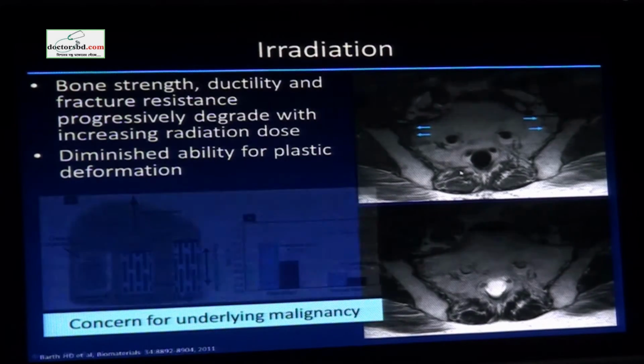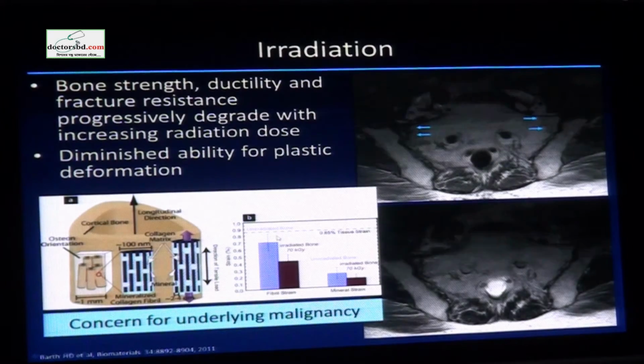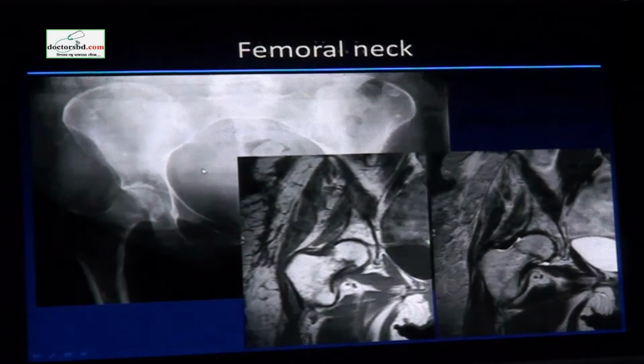Here's a patient who's had radiation developing fractures, and radiation is another important thing to keep in mind because it reduces not just bone density, but it reduces many other parameters in the bone, including its ductility and its fracture resistance. And this is a progressive phenomenon that is related to radiation dose. But again, we tend to overlook these because we're always worried about an underlying malignancy.